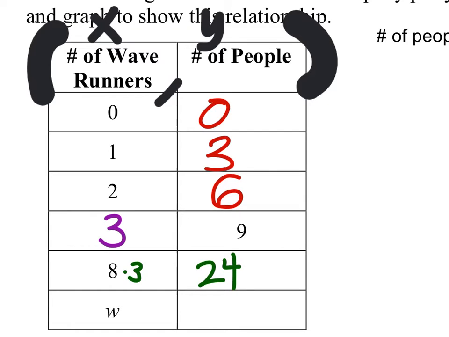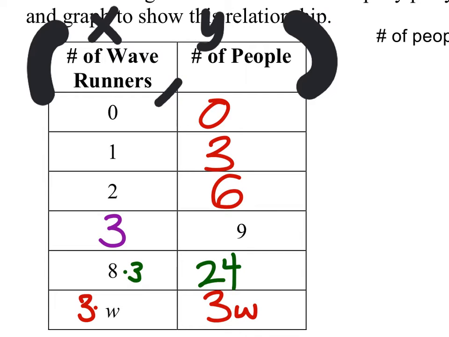So if we had W wave runners, what would we do to the W? 3W. Yeah, you take the 3 times the W, which would be your answer, and that is just an expression. Not that you guys remember what that was because it was like 4 units ago. But it's an expression, 3 times W.